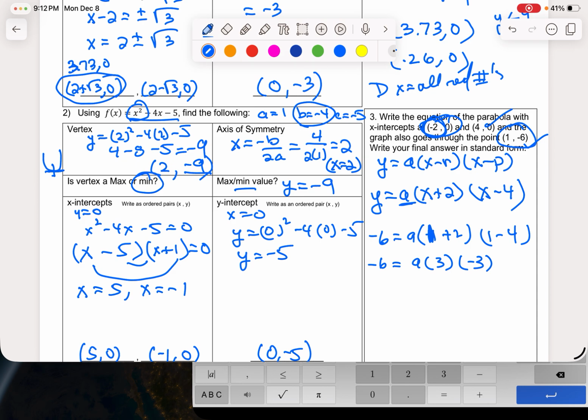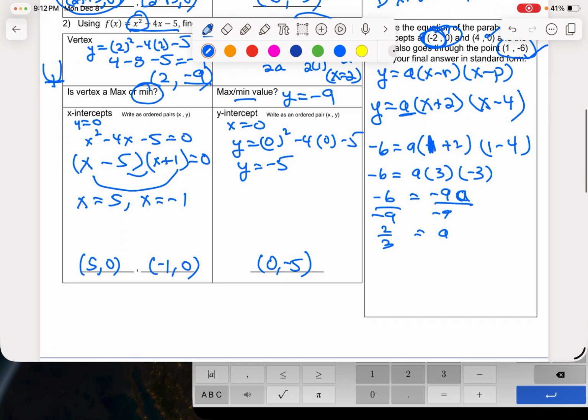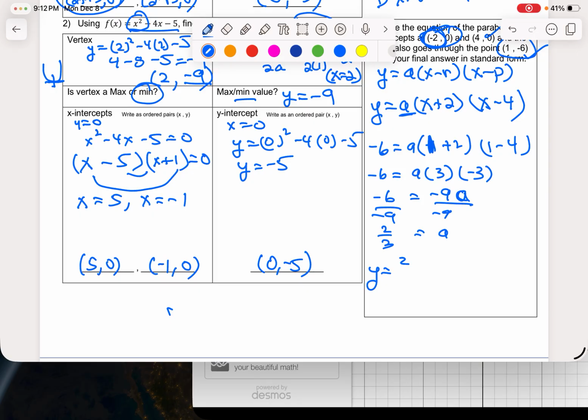All right, so I get -6 is equal to -9a. Divide by -9, and that's 2/3. Okay, so what's our equation? It's y is equal to 2/3 times x plus 2, x minus 4.